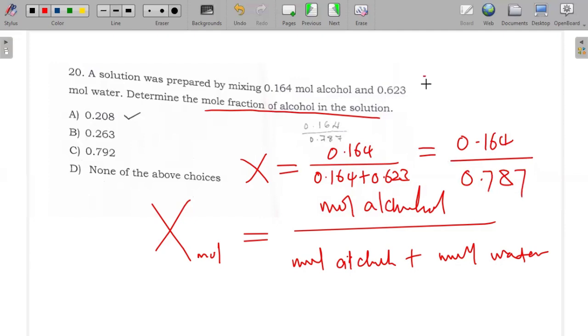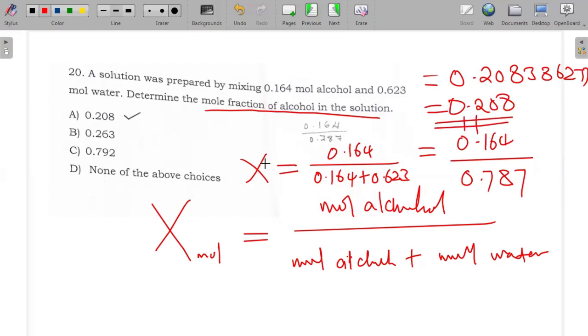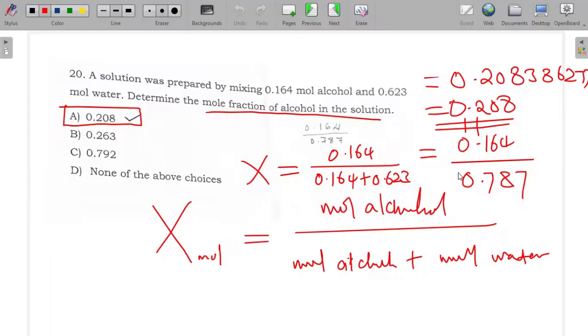I'm finding 0.208386277. But I round this off to three significant figures, so it's going to be 0.208. That is the answer. You just come here, you pick A. So we are done with section A. Anyone who has a question from section A?